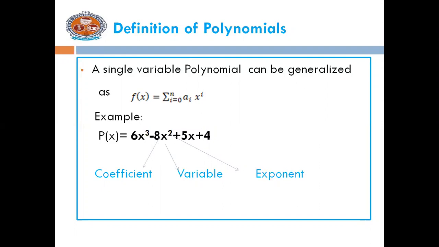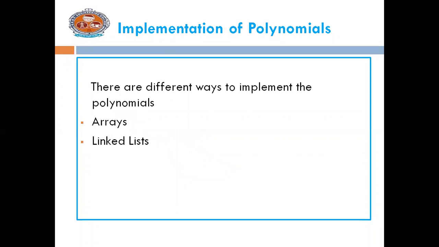The degree of the polynomial is defined as the largest exponent on one of its variables. Here the largest exponent is 3, so the degree of the polynomial is 3. There are different ways to implement polynomials. One way is arrays and the other way is linked lists.